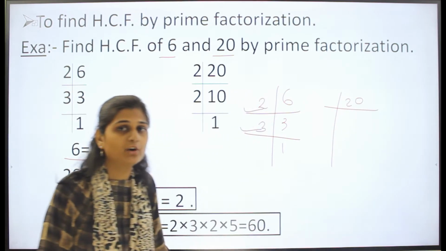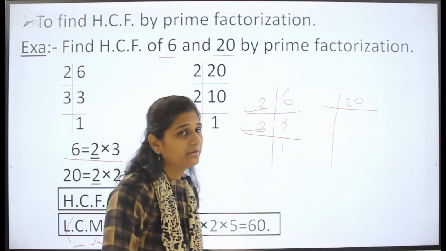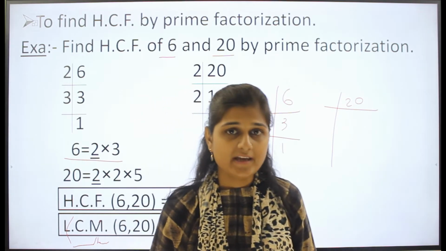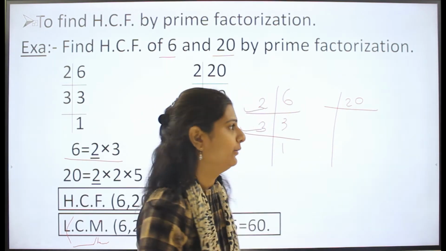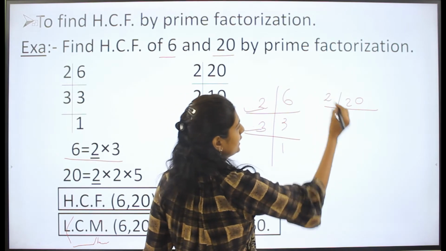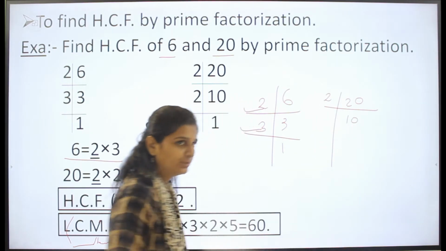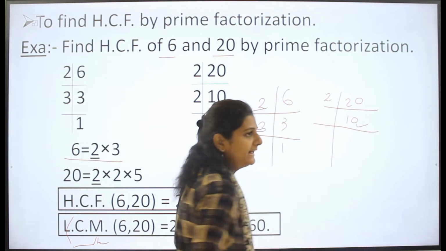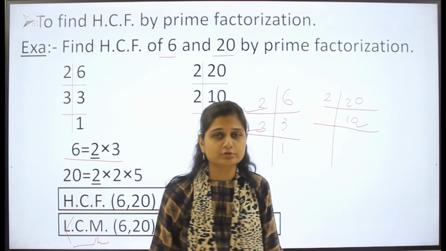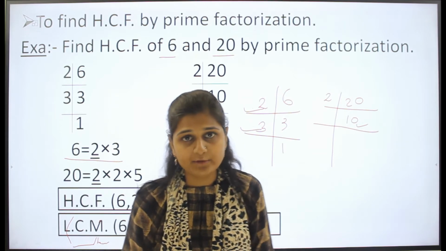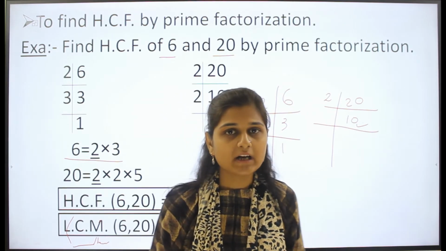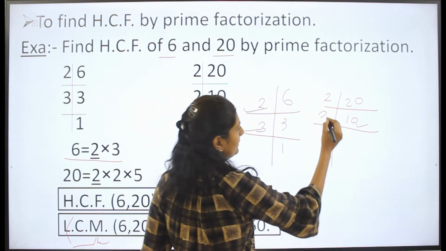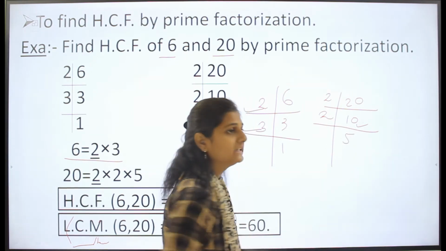Again we will start from 2. Can you divide 20 by 2? Yes, 2 10s are 20. So you write 2 10s are 20. Again you have to see whether 10 is divisible by 2 or not. Can you divide 10 by 2? Yes, 2 5s are 10. So you apply 2 5s are 10.